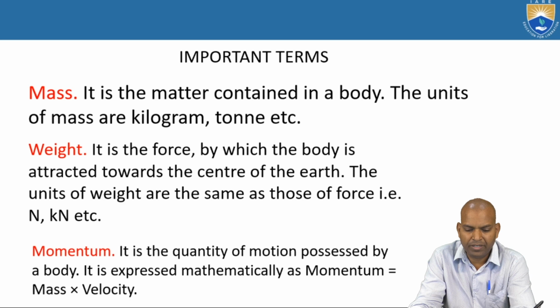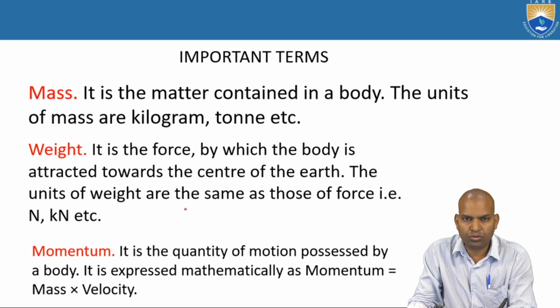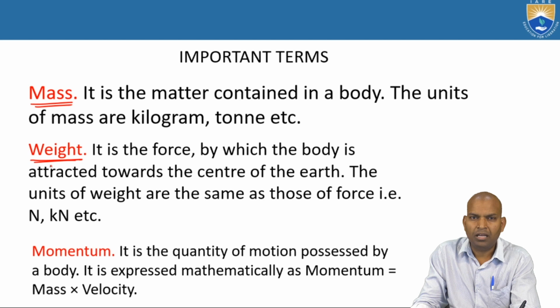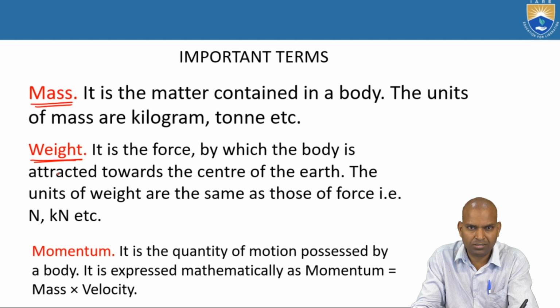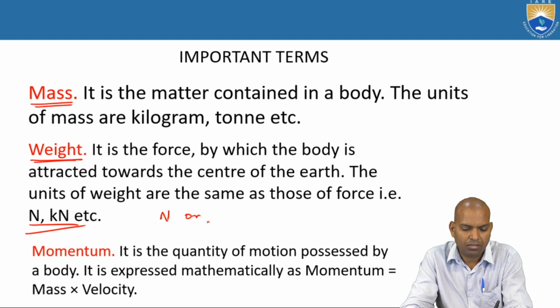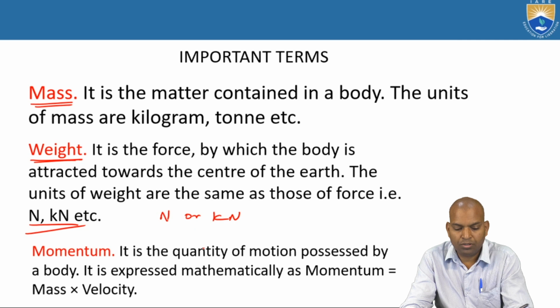When mass is multiplied by acceleration due to gravity, it becomes weight. So weight is a force, the force by which the body is attracted towards the center of the earth. This weight is a very important term in studying kinematics and also kinetics. What is the unit for weight? The weight's unit is newtons or kilonewtons. What is a kilonewton? 1000 newtons.